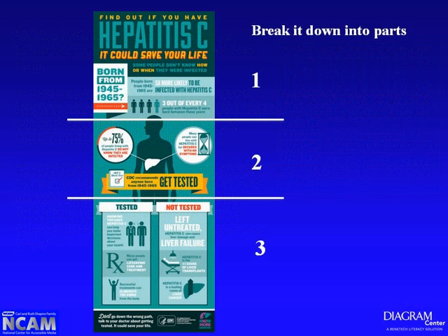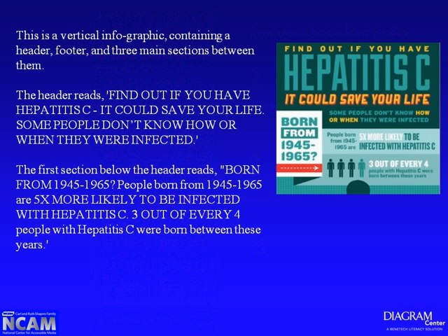And this has 3 major parts. The information is clearly divided there, and that's how the description writers of the CDC did it. This is a vertical infographic containing a header, footer, and 3 main sections between them, and then it goes right into the information that's provided there, right into the text.